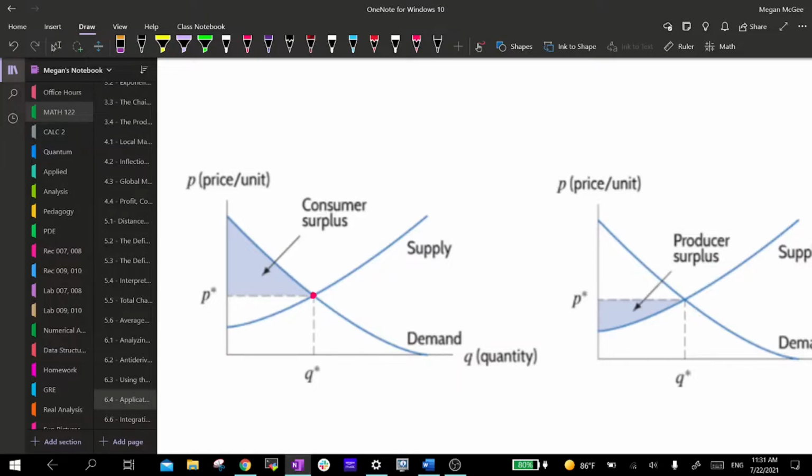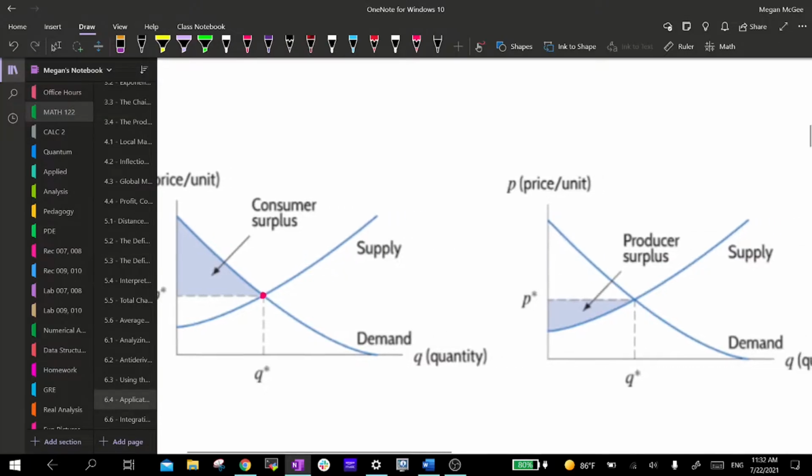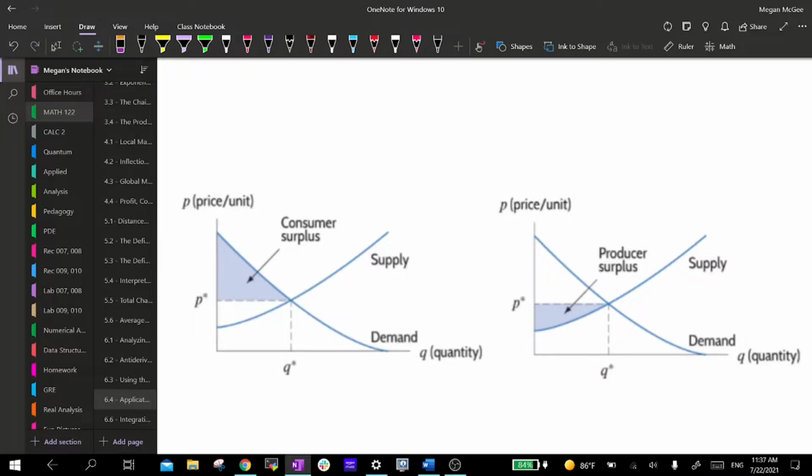So this shaded region on our first graph is our consumer surplus. This represents the amount of money that the consumer gains by being able to buy the product at a lower price. At the same time, the producer also benefits. The idea is that both the consumer and the producer are making money by compromising and meeting in the middle, at the equilibrium point.